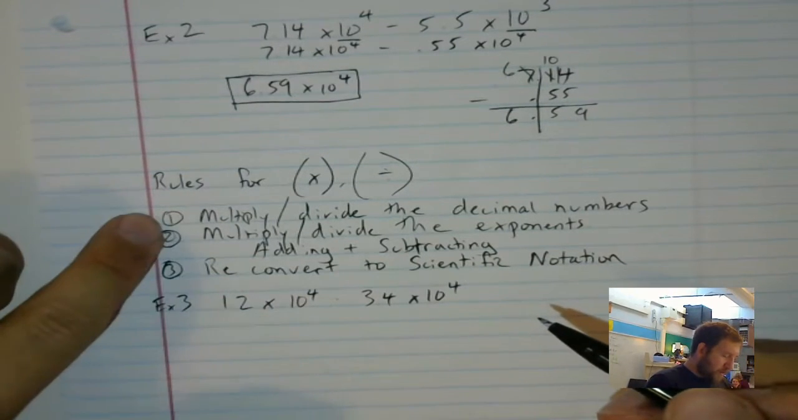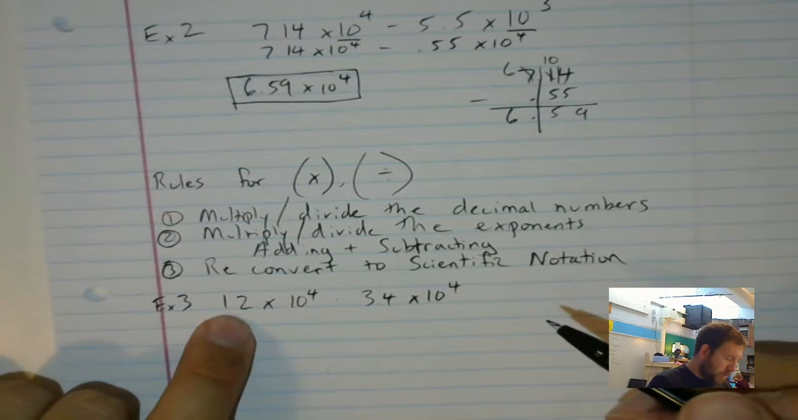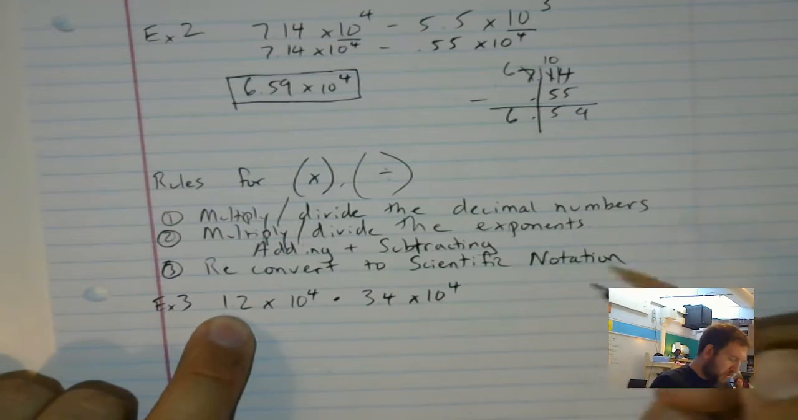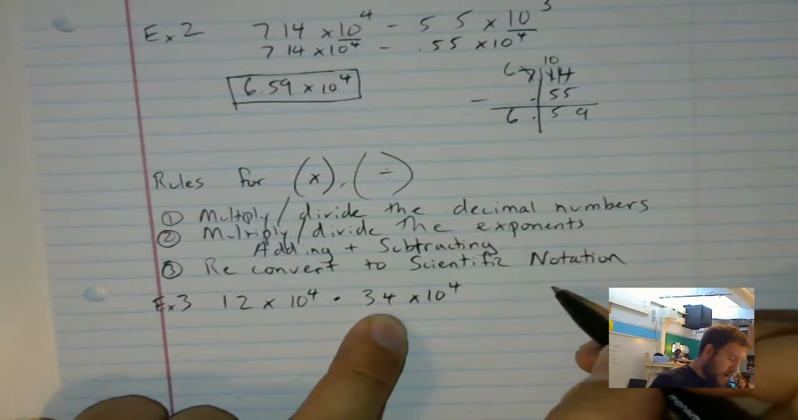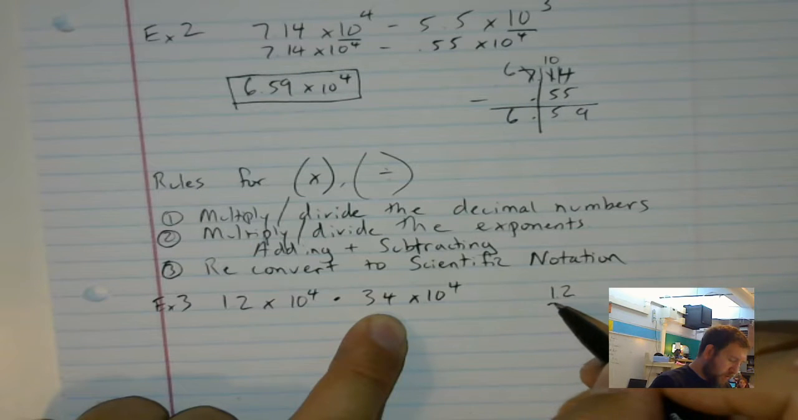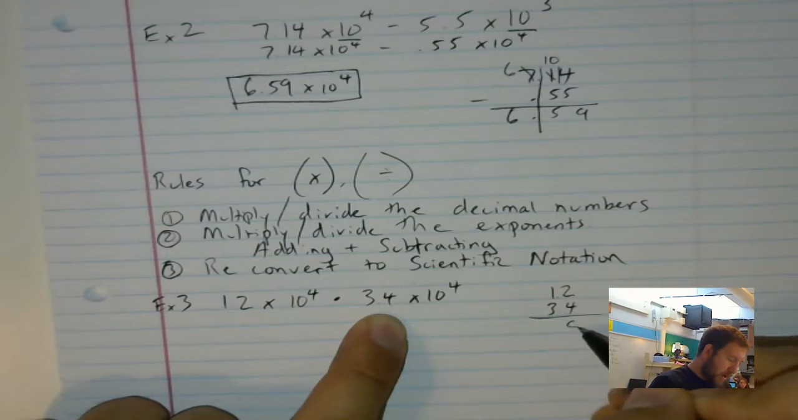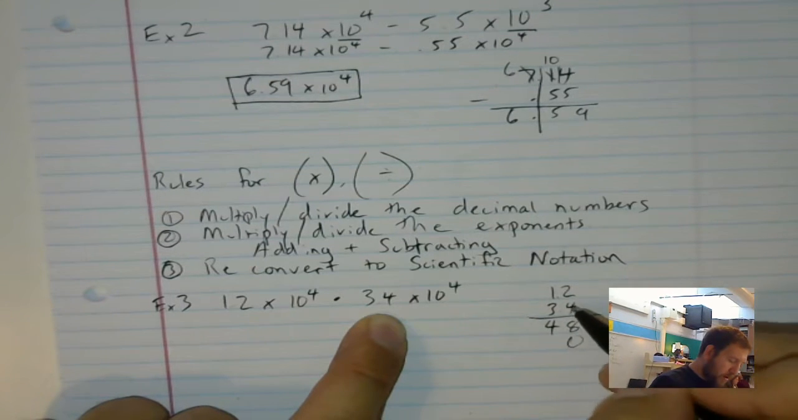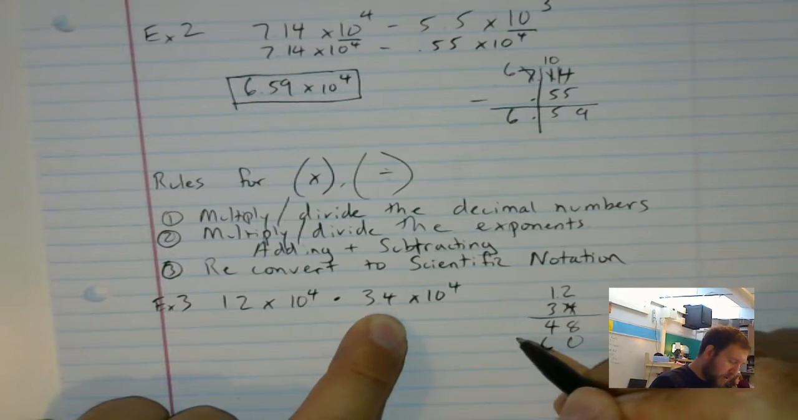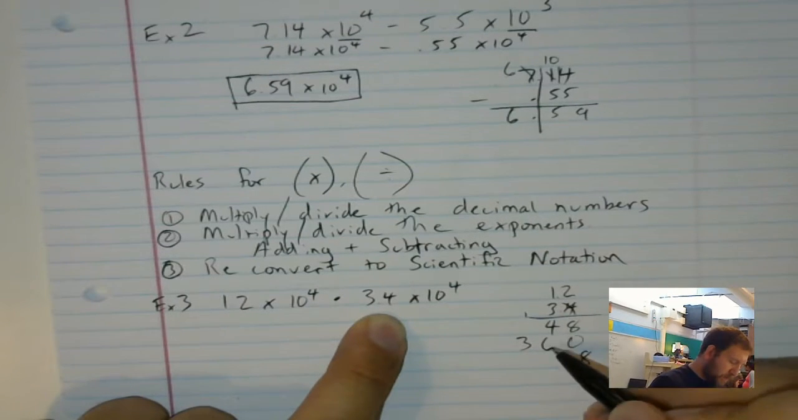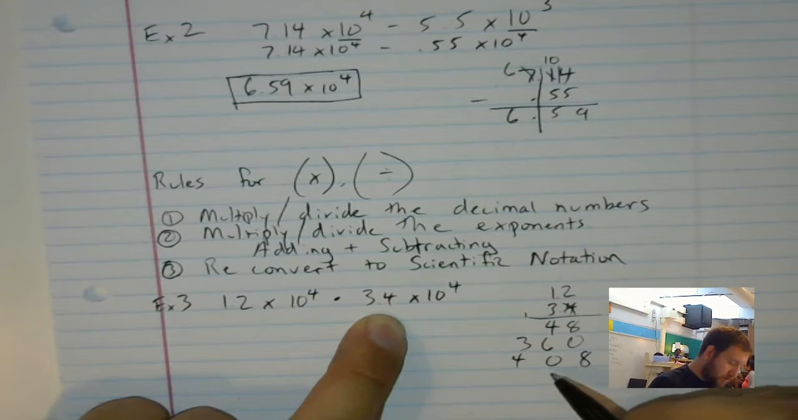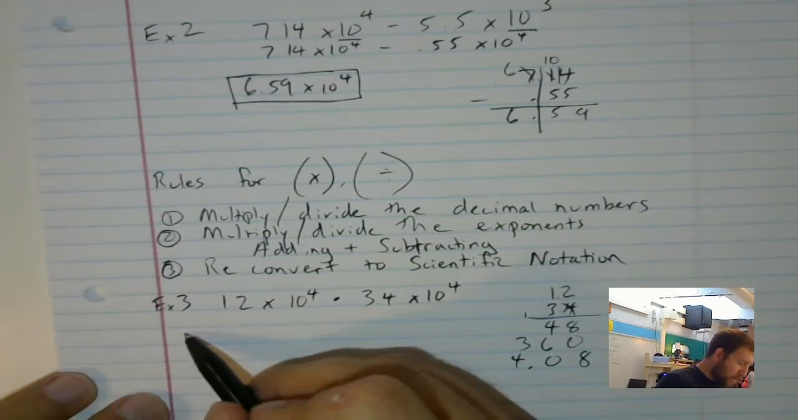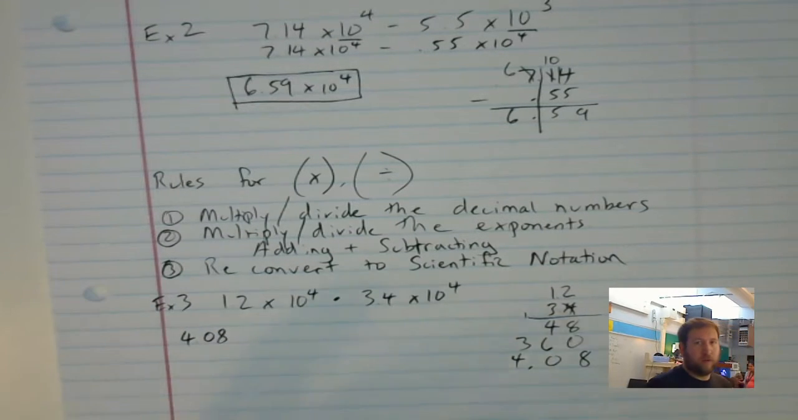So my first step is I multiply the decimal numbers, 1.2 times 3.4. Okay, you can do it on a calculator if you want. I'm just going to do it quick here. 4 times 1 is 4. Then 3 times 2 is 6. 3 times 1 is 3. 4 plus 6 is 10. So I have 2 decimal places, which gives me 4.08 for my whole number.